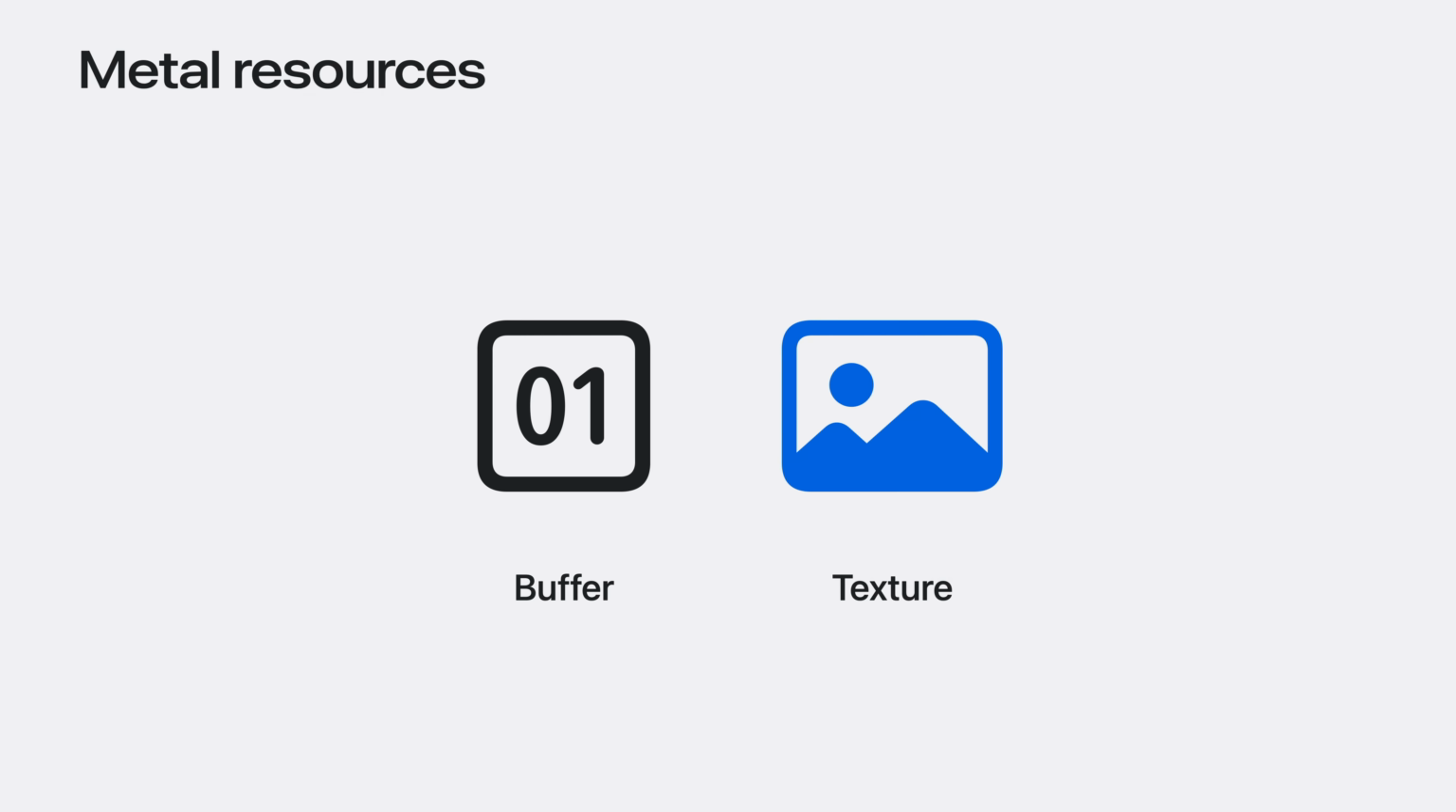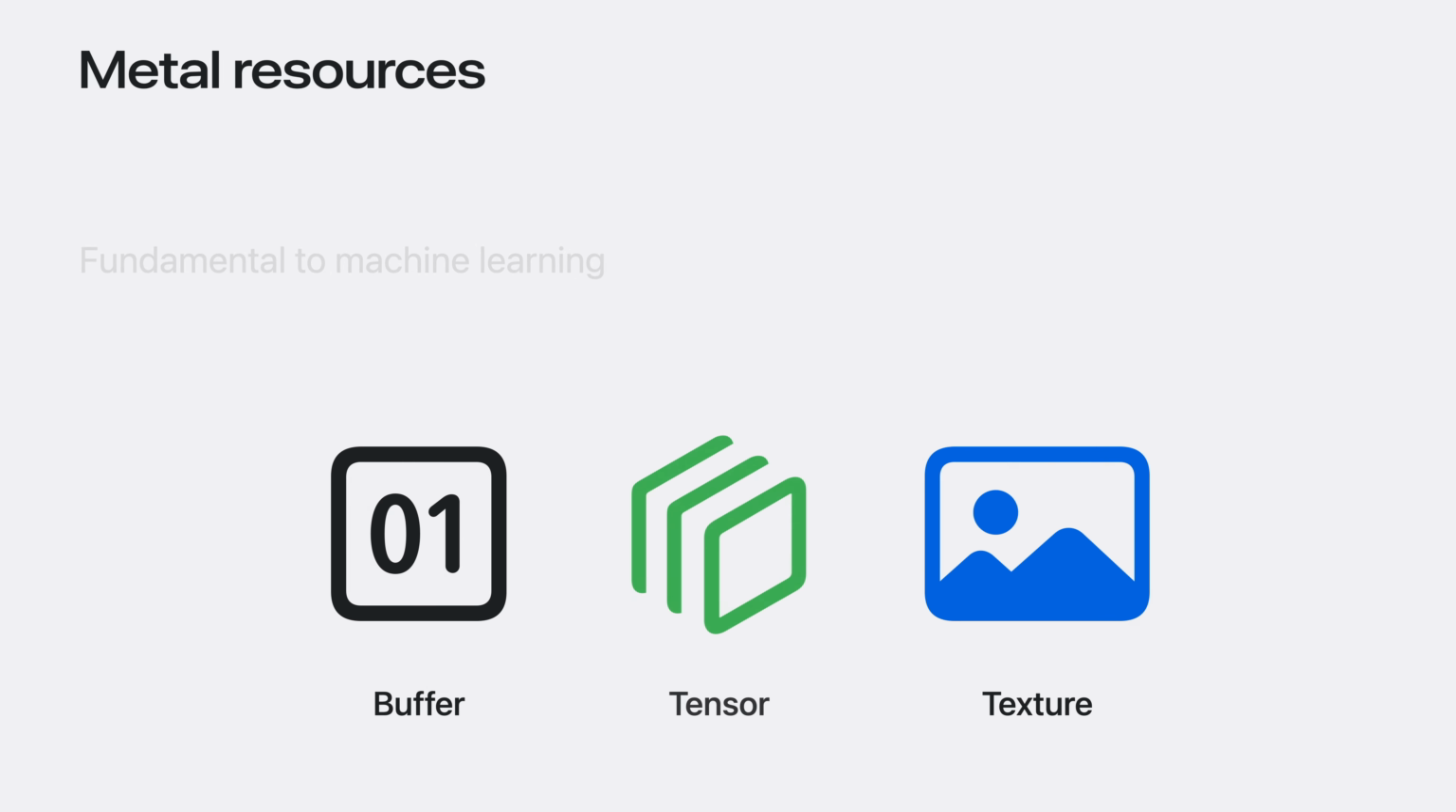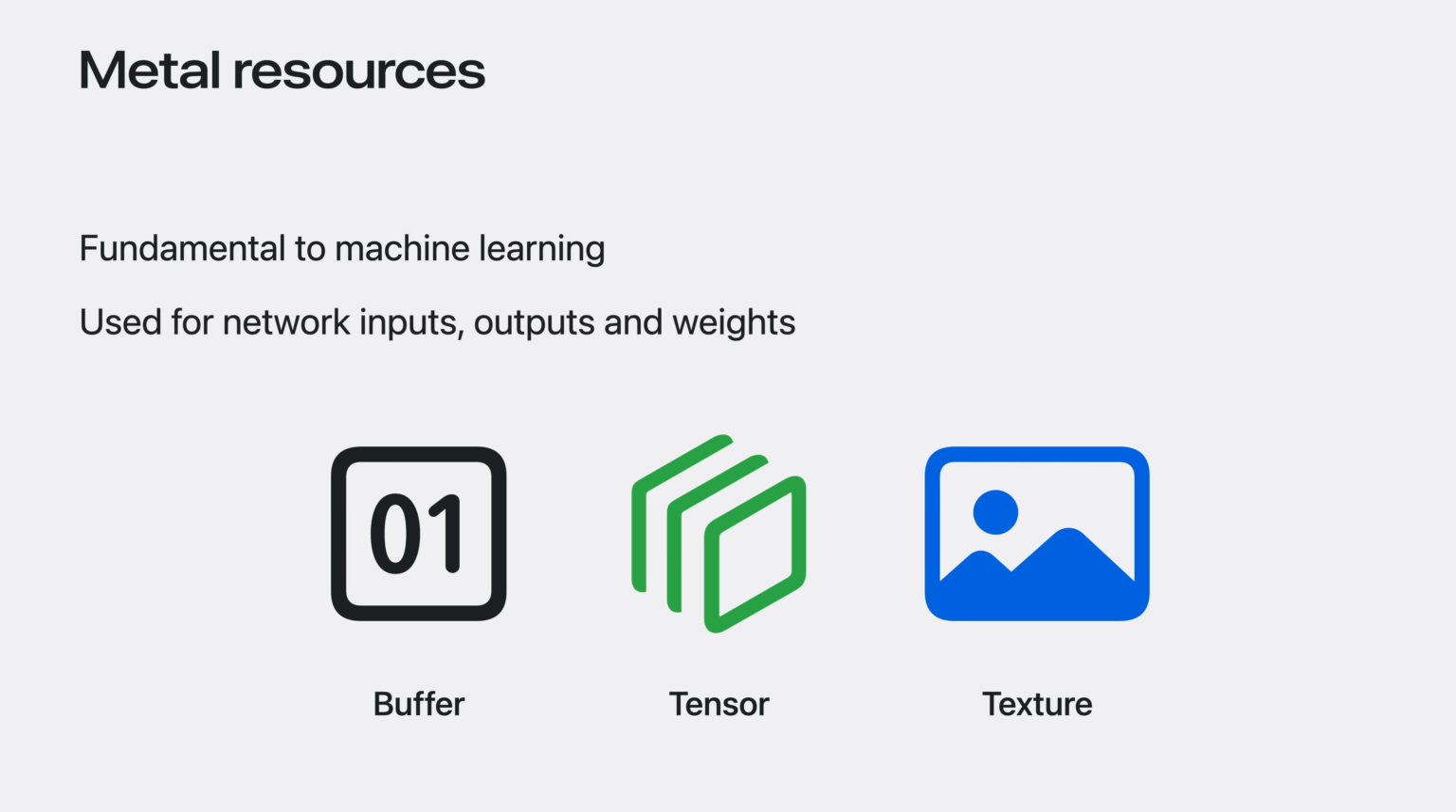You're already familiar with buffers and textures. This year, Metal 4 introduces Tensor, a new resource that lets you apply machine learning to data with unprecedented ease. The tensor is a fundamental machine learning data type that can be used for compute, graphics, and machine learning contexts. Machine learning workloads will extensively utilize tensors. ML Encoder uses tensors to represent inputs and outputs, and Shader ML uses tensors to represent weights as well as inputs and outputs.